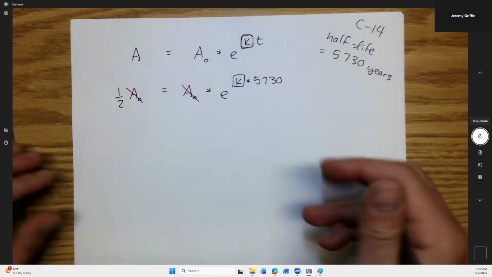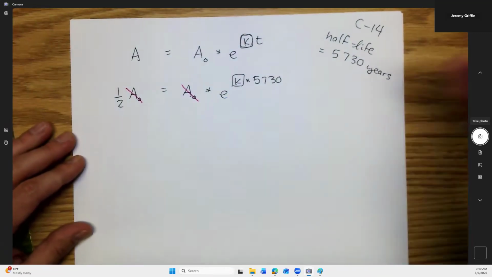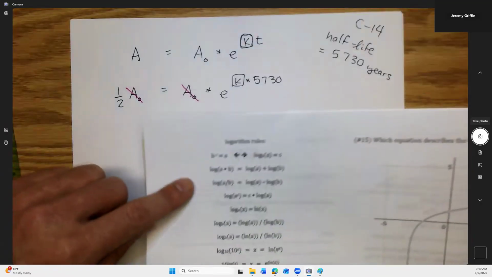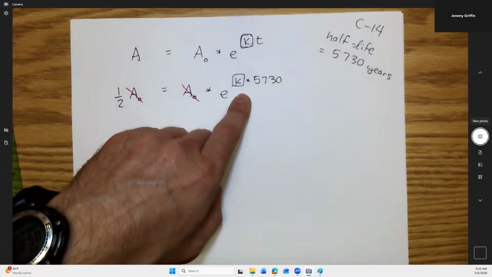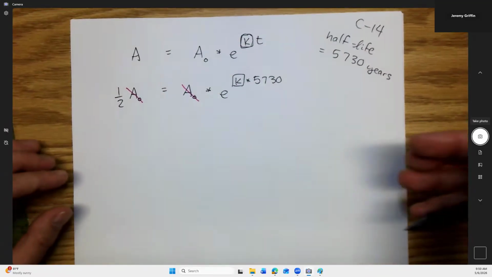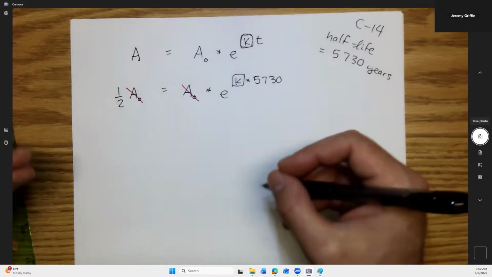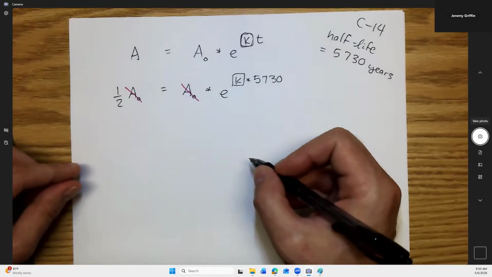Now it's time to apply these logarithm rules so I can solve for K, which is otherwise stuck in the exponent. You guys see that too? So here's the critical step. What do you apply to both sides?